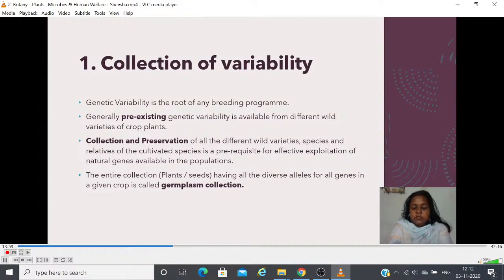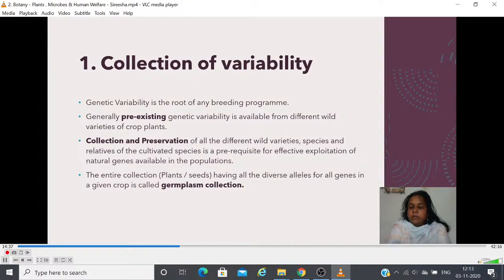So collection and preservation of all different wild varieties, species and relatives of the cultivated species is a prerequisite for effective exploitation of natural genes available in the populations. So these wild varieties, we have to collect, and we have to preserve them. And the entire collection of plants or seeds having all the diverse alleles of all genes in a given crop is called germplasm collection.